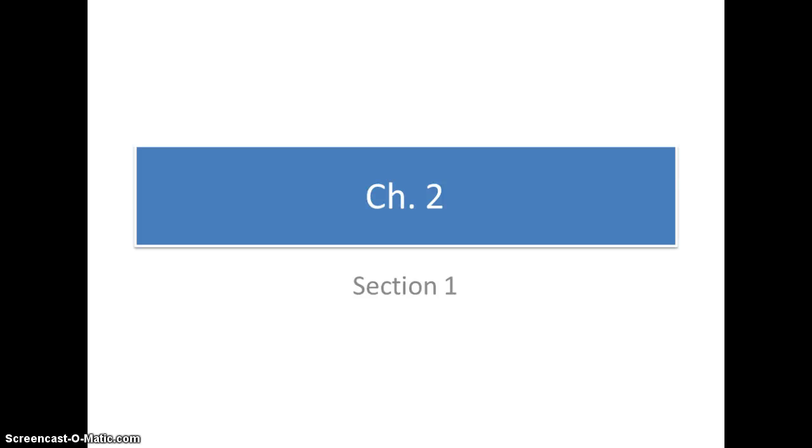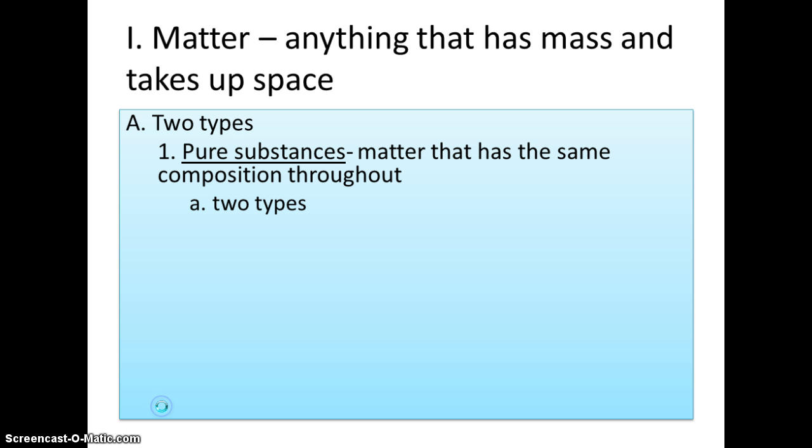Hello students, today we're going to do Chapter 2, Section 1. Matter. Matter is anything that has mass and takes up space. There are two types of matter. There are pure substances, and then there's another type that we'll talk about in a few slides.